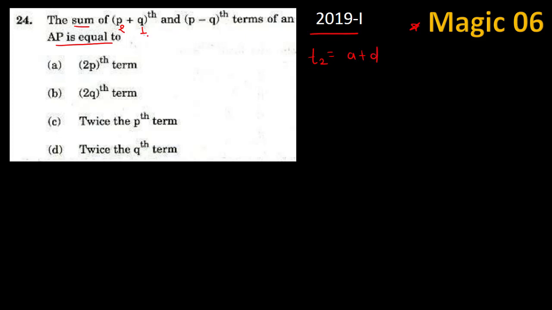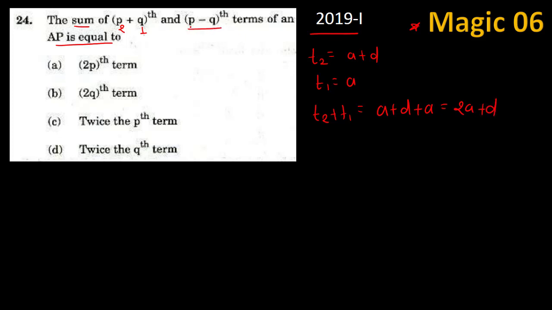Okay, and if Q is 1, then the first term will be what? It is A. So P plus Q is what? P plus Q means the addition of these two, T2 plus T1, which is equal to A plus D plus A, which is nothing but 2A plus D.